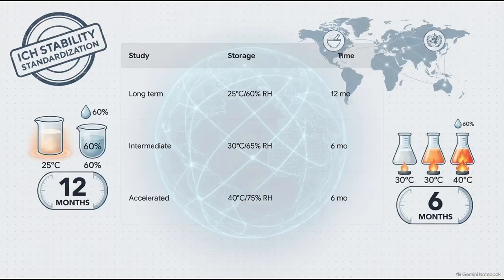Now, what's really interesting about this is how these dense environmental requirements form such a clear standard matrix. For a standard room temperature drug, long-term testing is kept at 25 degrees Celsius and 60% humidity, and you need a minimum of 12 months of data just to submit your application. Meanwhile, your intermediate and accelerated tests run hotter and stickier, but they only require 6 months of data at submission.